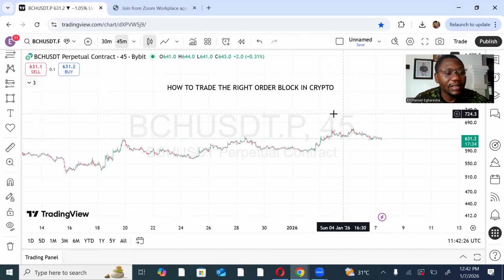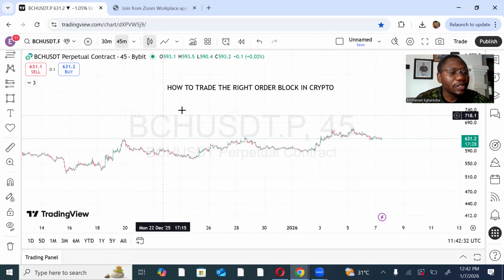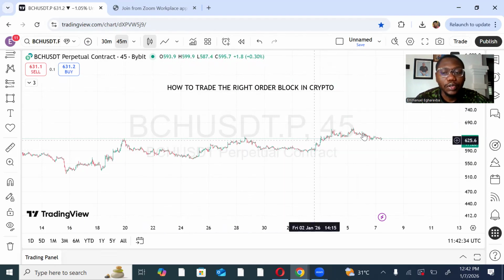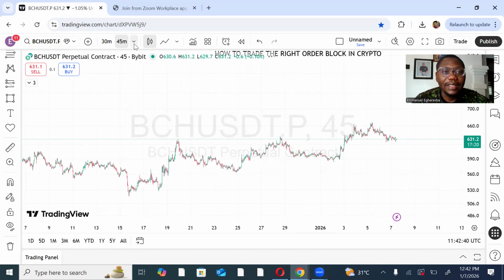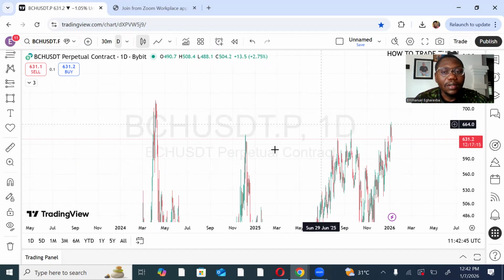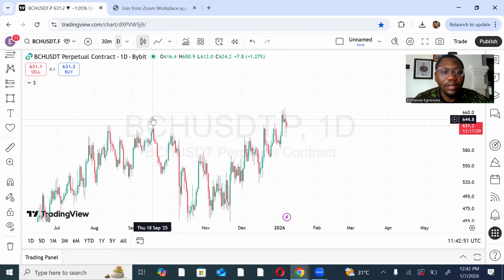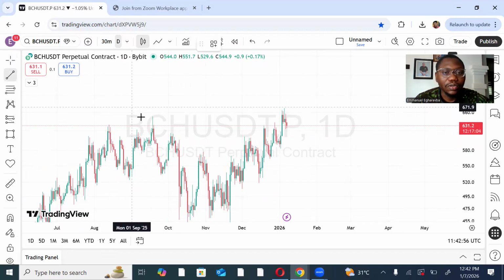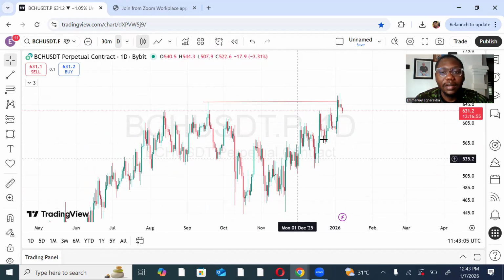Now, the very first thing you want to do, as a newbie, is zoom into a strong impulsive move that breaks structure. I'm using this as a case study, which is BCH USDT. Before you even think of order blocks, you must ask yourself: are we bullish or are we bearish? That's the first question you should ask. Looking at this chart, you can see that we are absolutely bullish from here, right?